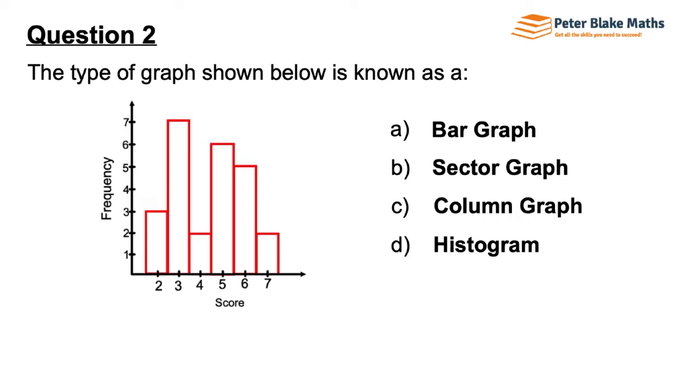Okay, this one you could be forgiven for naming it as a column graph because it's certainly got columns, but this is a special type of column graph because it's got special features. It's got half a unit of the horizontal axis missing from the very start of it, and it's got every column touching each other. It's got the frequency on the vertical axis and the scores on the horizontal axis. So this is a special type of column graph, so the best answer there is histogram. We call that one a histogram.